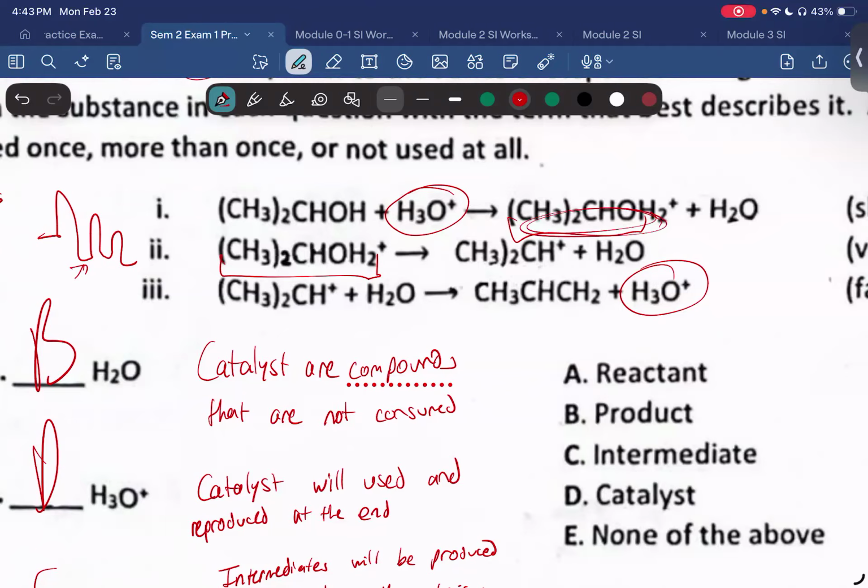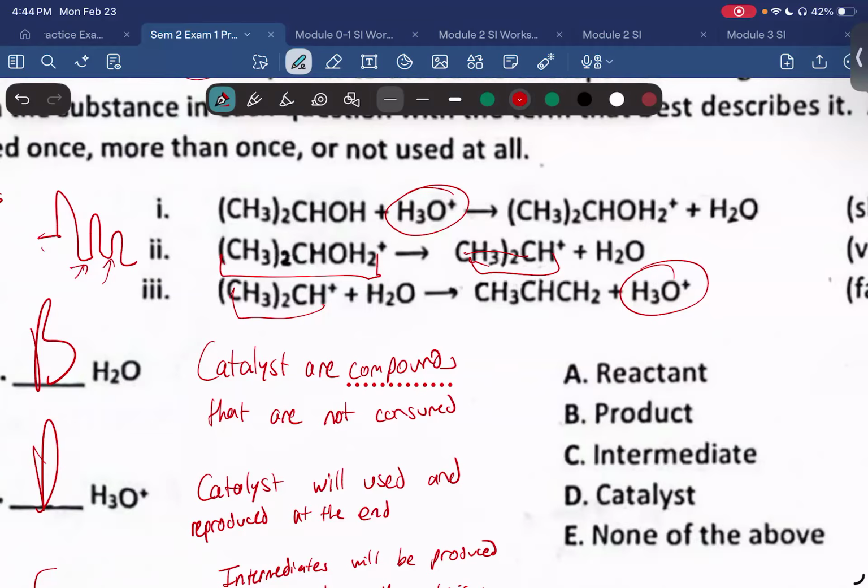And so same thing with this intermediate. This intermediate is going to be found in this hump right here. And so it's getting produced but then reused for the next reaction, while the hydronium is getting used up in the beginning and then reproduced at the end. Does that make a little bit of sense?